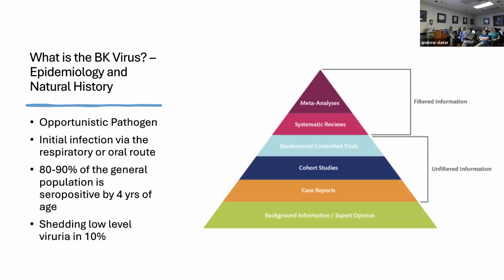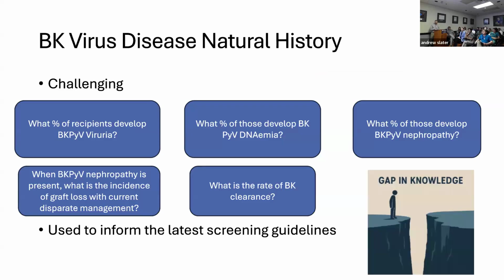But when you talk about the natural history of BK, this is what gets frustrating, right? Because when we have the pyramid we talked about a few weeks ago, we don't have the meta-analyses, the systematic reviews, and really the randomized controlled trials. It's prospective cohorts, retrospective cohorts, and case series when we talk about BK natural history and BK management. Challenging, right? We have gaps in knowledge. Questions we want to ask ourselves.